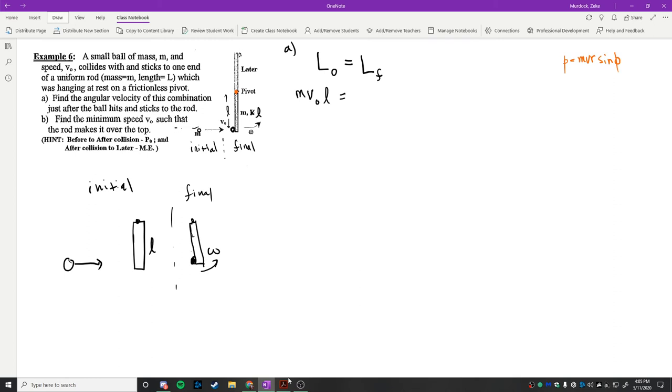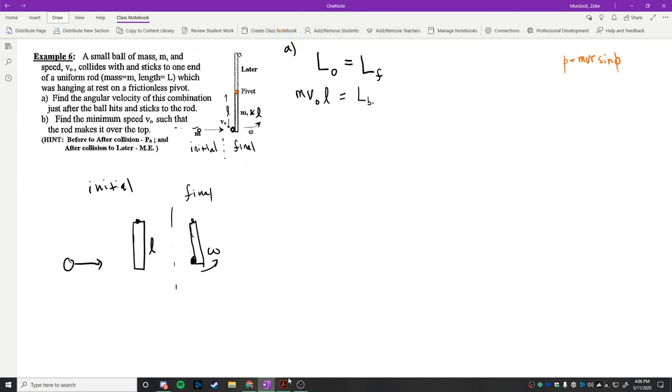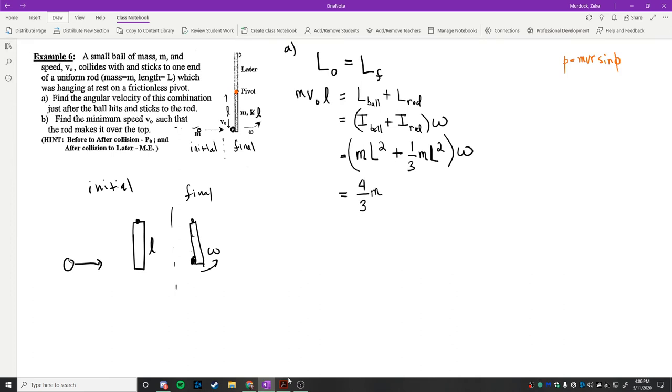All right, m v0 L is the initial angular momentum. The final angular momentum should be the moment of inertia of this, I'll put it this way. It's going to be the angular momentum of the ball plus the angular momentum of the, what is it called? A rod. Or you could write it as, if I take the moment of inertia of the ball and I add to that the moment of inertia of the rod, and then I multiply that times the angular speed, that should also work. The moment of inertia of the ball, because it's a point mass, is just going to be m times L squared. And the moment of inertia of the rod, because it's pivoting about one end, I'm pretty sure that it's 1/3 m L squared. Right? So we have, looks like 4/3 m L squared times omega, and that's equal to m times v naught times L.